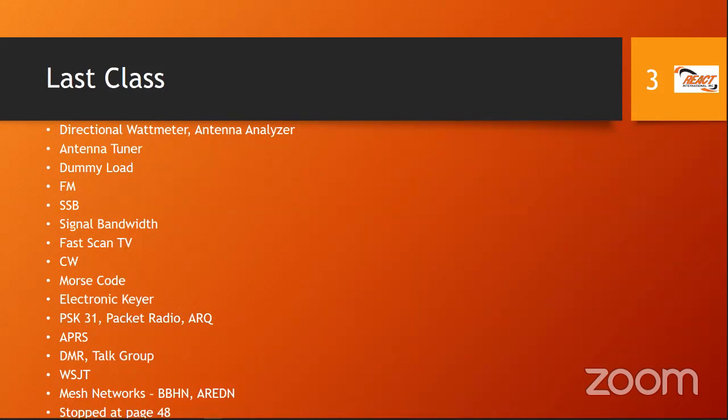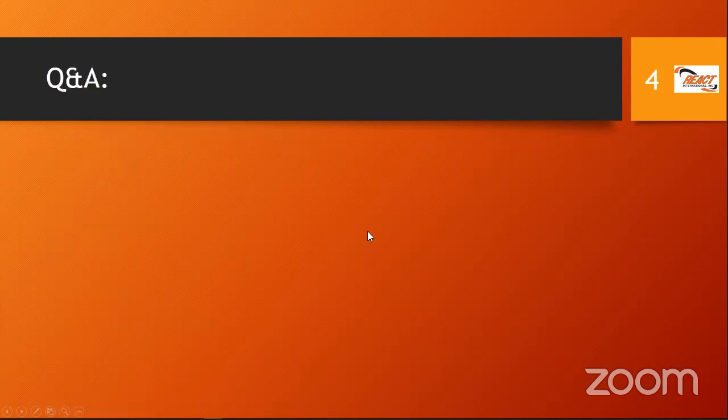We looked into APRS, DMR, and what a talk group is. We also dealt with another piece of software that is used heavily in amateur radio for digital modes, WSJT. We looked at what mesh networks are, and we reviewed two of them, BBHN and AREDN. And we stopped on page number 48 in the No Nonsense Guide. So that's where we are. And we continue today. We did not have any questions from last class.